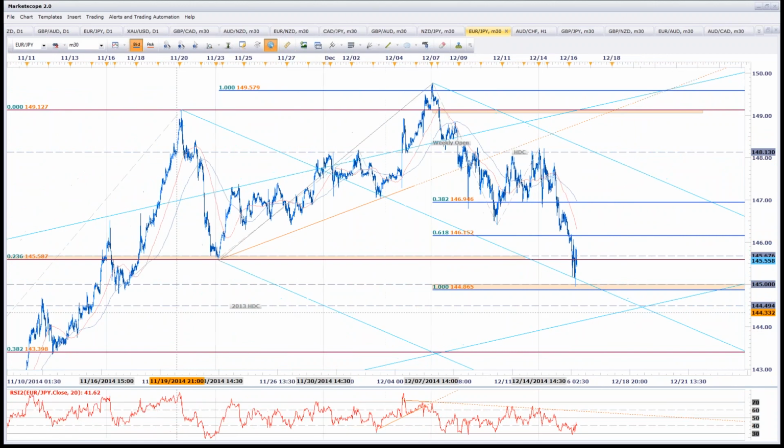A downside break, you have the 2013 high day close, which comes in right at 144.50, 144.49. And then 38.2 takes you down into 143.40 and change. I'd be looking at 144 as a soft target here, by the way.